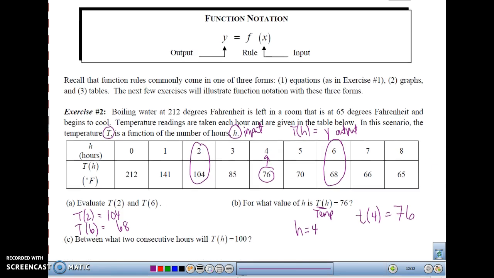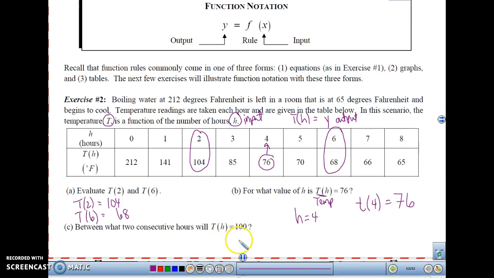And between what 2 consecutive hours will T of H equal 100? Okay, so the temperature is 100. So find where the temperature is 100 between 2 hours. It would be between H equals 2 and H equals 3. So between those 2 hours, you would have a temperature of 100 degrees.